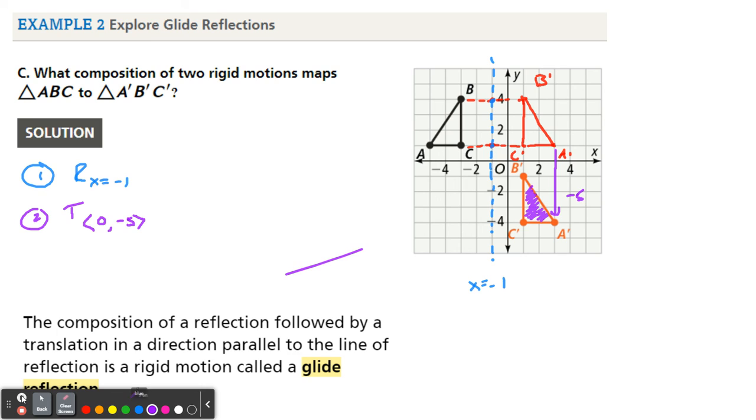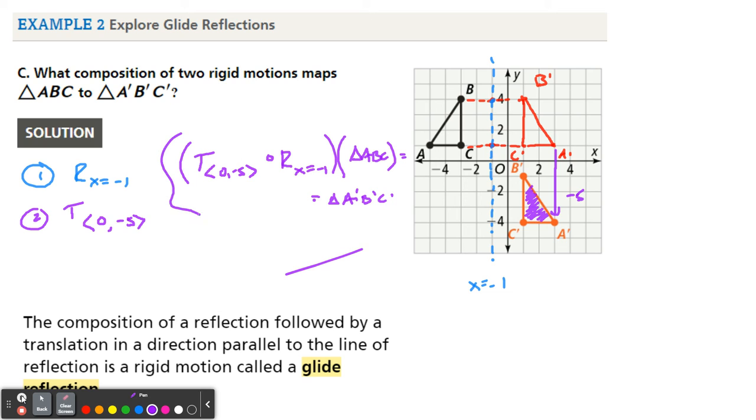Okay? So to write this as a composition, I'm going to put in parentheses, again, it's right to left. So I'm going to put the translation here first, but we do that second. Compose with a reflection across the line x equals -1 of triangle ABC, and that should equal triangle A prime, B prime, C prime. So again, sorry that I ran out of room. This should go after the equal sign up there. And there we go.